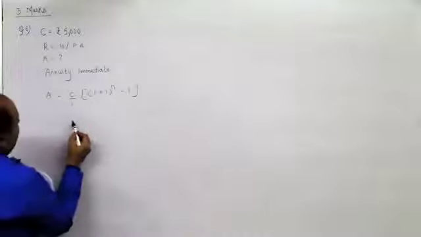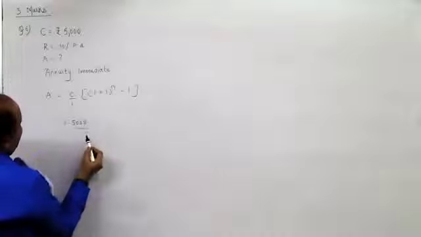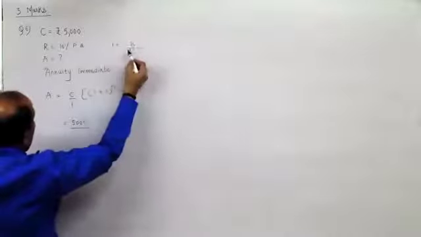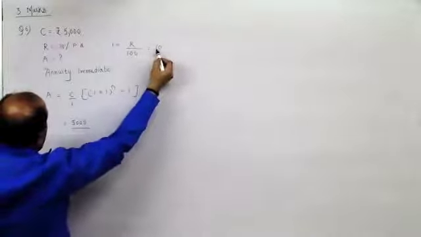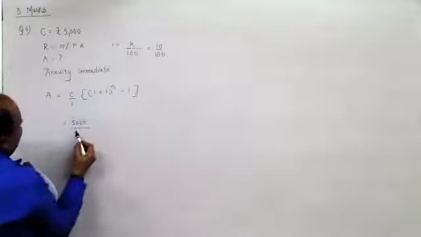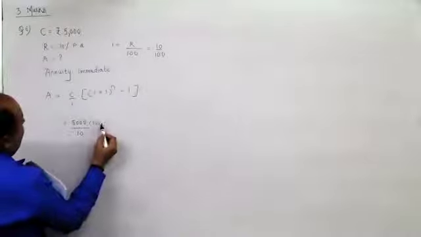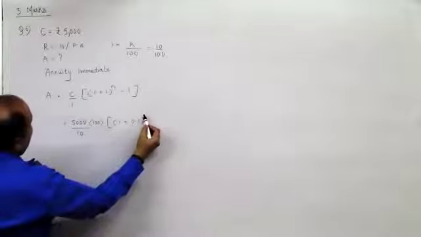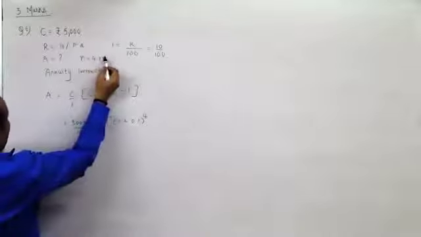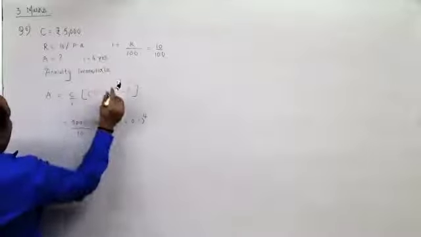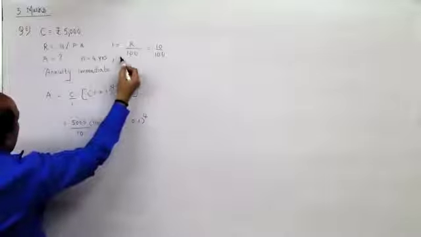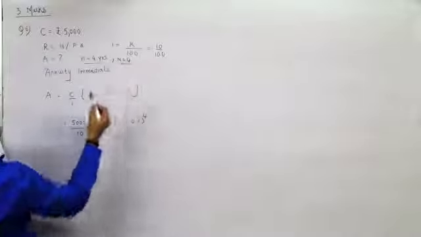What is C here? 5,000. I is given by R upon 100 since it is not compounded more times. So it is 10 upon 100, so it is 0.1. This would be 1 plus 0.1 raised to n. How many years? 4 years. n is 4 years. So therefore, capital N is also 4 since it is compounded only once a year.